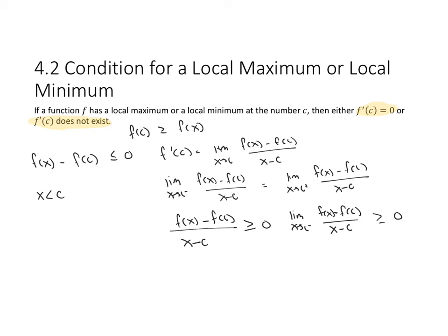And the same thing holds true for the right side, except this time the limit as x goes to c from the right of f of x minus f of c over x minus c is less than or equal to 0. And since I know that the limit from the left and the limit from the right must approach the same number in order for the limit to exist, then they both must approach 0. Thus, the derivative is equal to 0.